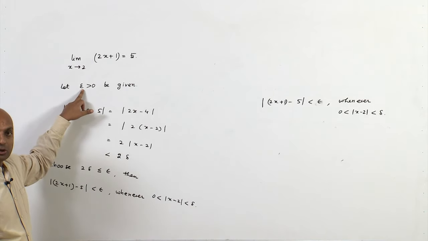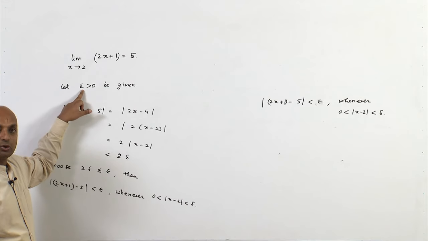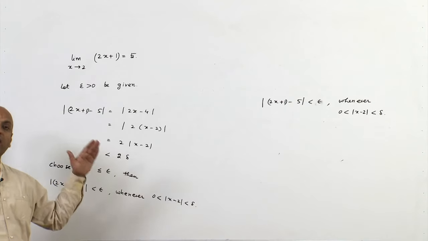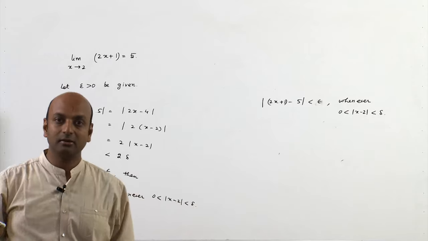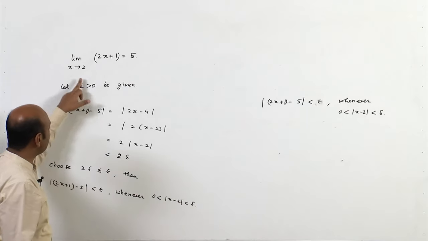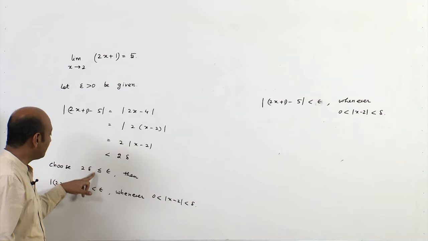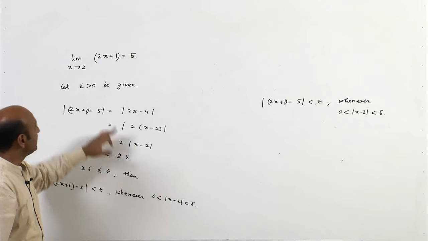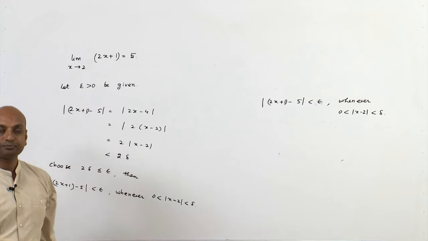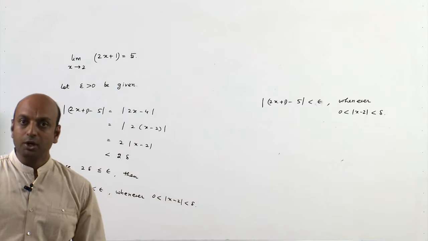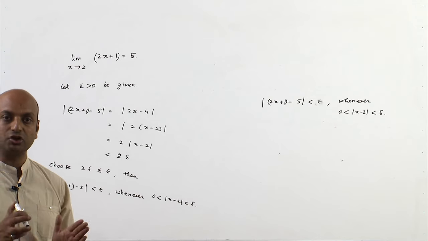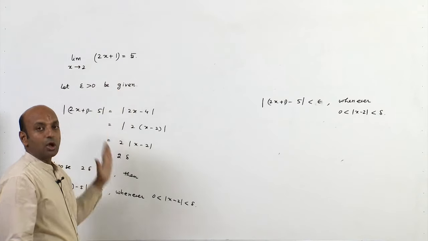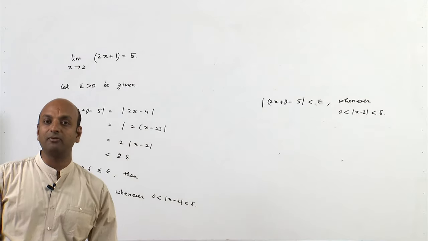You can choose any epsilon greater than 0, and you can always find a delta which is less than or equal to epsilon by 2 for which this inequality holds. So we have shown the existence of delta in terms of epsilon. For different epsilon, delta will be different, but we have shown the existence of delta in terms of epsilon such that this inequality holds. Hence we can say that this limit exists and is equal to 5. So this is how, using the delta epsilon definition, we can show the existence of a limit of a function. Now the same concept we extend for 2 variable functions.